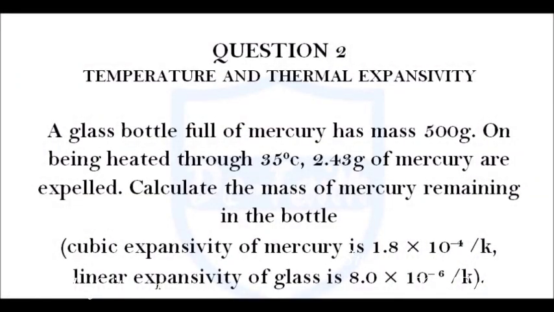A glass bottle full of mercury has mass 500 grams. On being heated through 35 degrees Celsius, 2.43 grams of mercury are expelled. Calculate the mass of mercury remaining in the bottle. Cubic expansivity of mercury is 1.8 times 10 raised to minus 4 per Kelvin. Linear expansivity of glass is 8.0 times 10 raised to minus 6 per Kelvin.